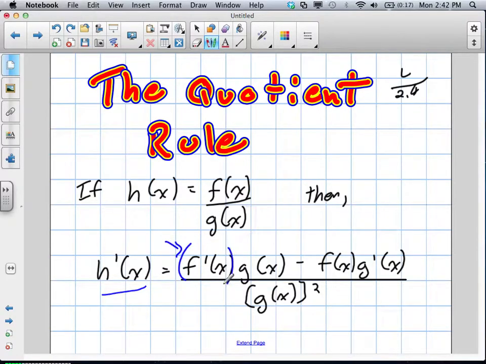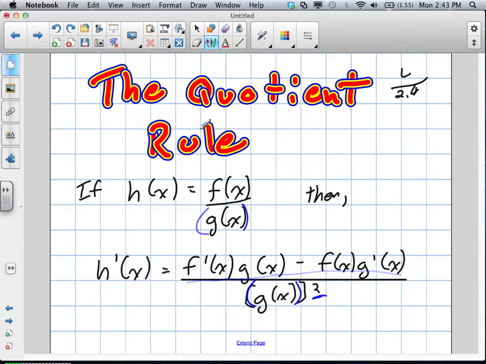Finding f prime, so the derivative of the function on top, multiplied by the original function on the bottom, g at x, subtracted by the original function on top, which is f at x, multiplied by the derivative of the function on the bottom, which is g prime x, and all of this is divided by the function on the bottom squared. Okay, so that's what your equation is.